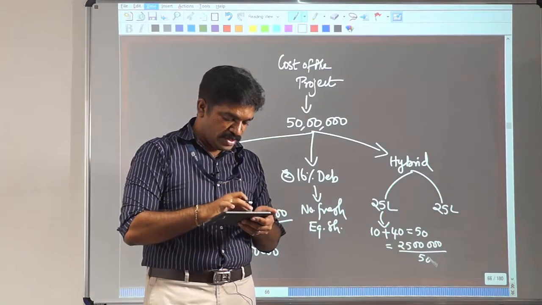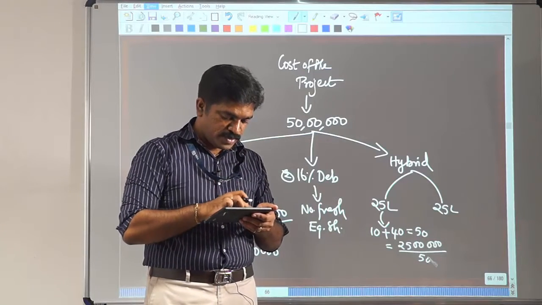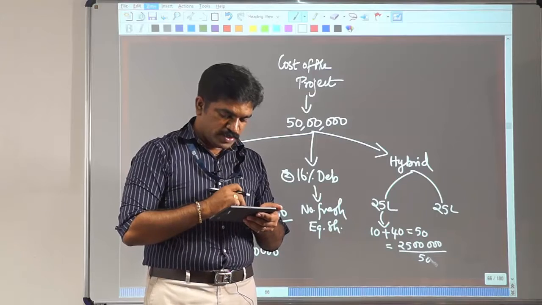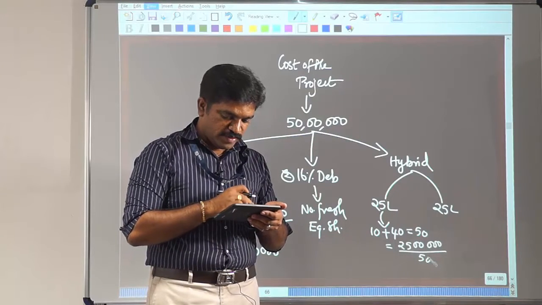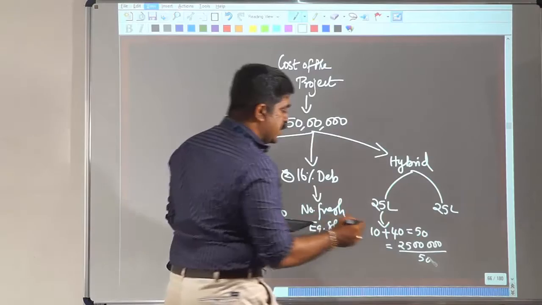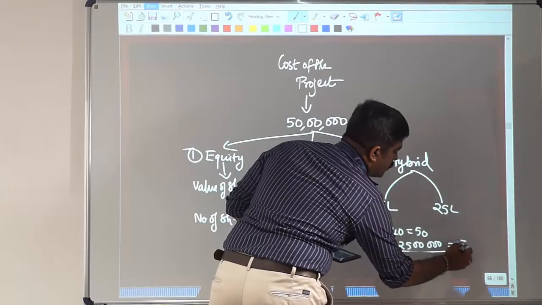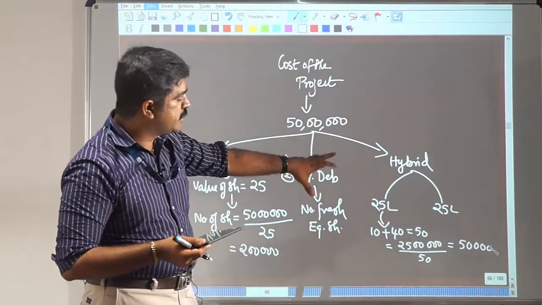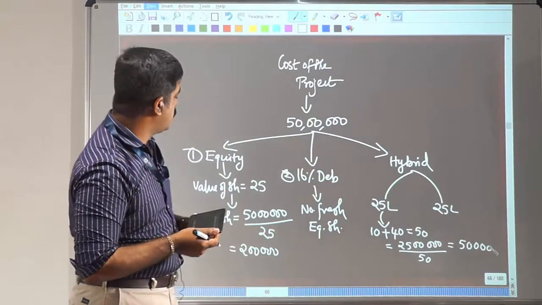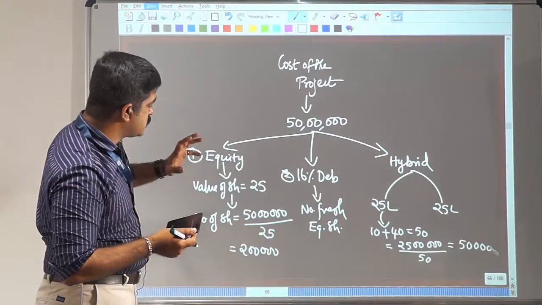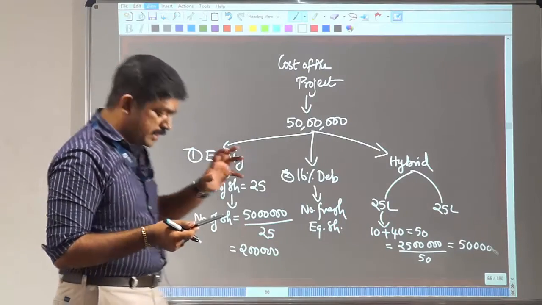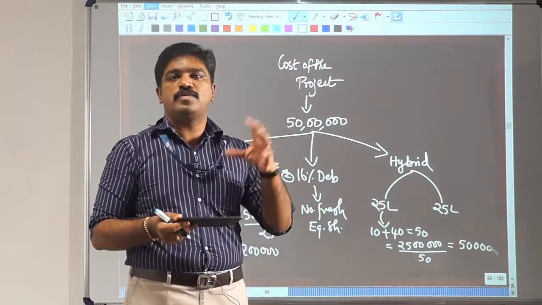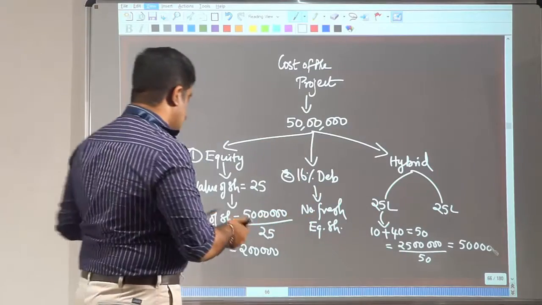Let me see how many shares we have. If you go for the third option, the number of shares is 25 lakh divided by 50. It means 50,000 shares have to be issued. So if you go for the third option, an additional 50,000 shares have to be issued. So now we'll try to summarize what will be the number of shares if you go for option 1, 2, 3.